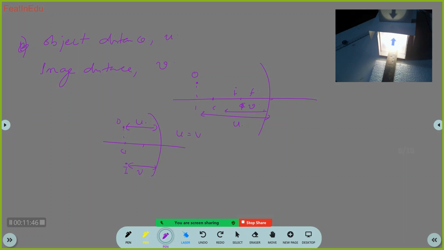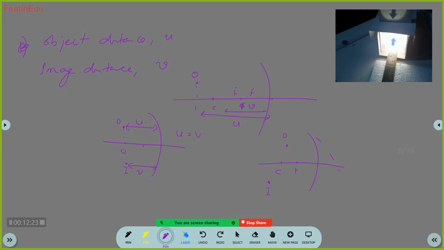Okay? Now if I keep the object, see, this is C and this is F. If I keep the object between C and F, I will get the image beyond C. And is that happening here? You want to see, come and see here, if you want to conduct the experiment. Understood, no? I want you to see this experiment and experience this. Are you experiencing this? That's all. This is what you have to experience.